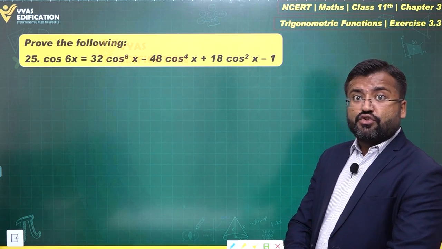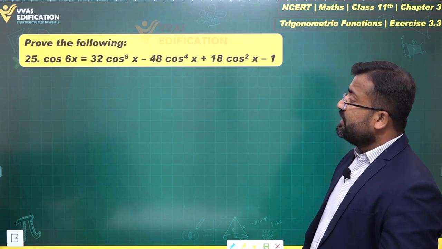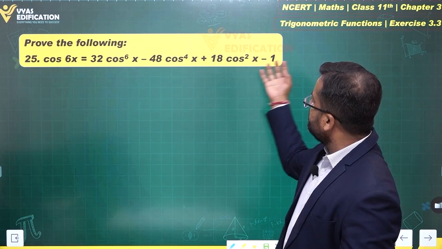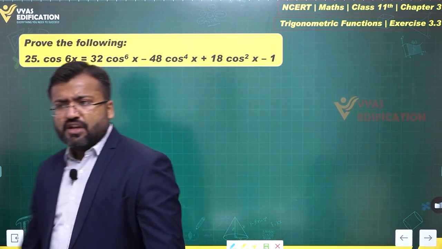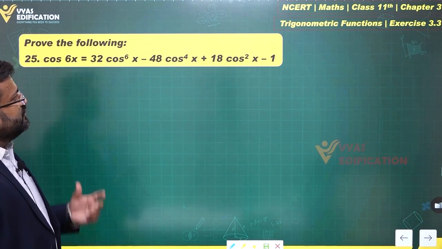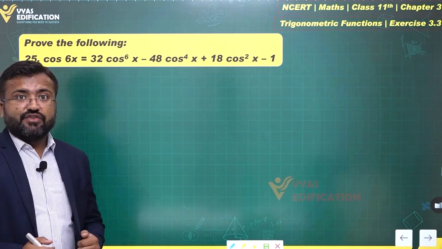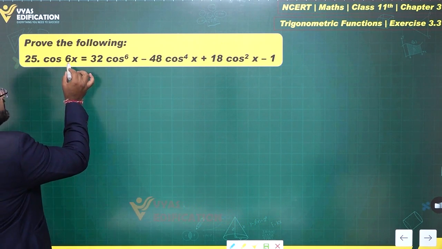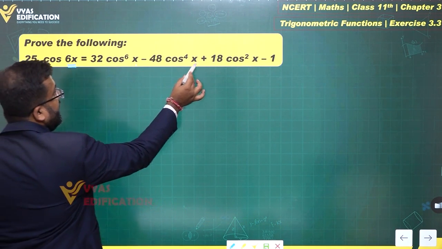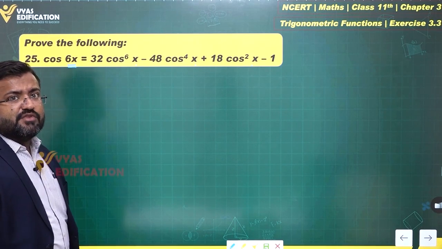Let's try to solve this question next. 25th says cos 6x equals this huge expression. How do we solve this cos 6x? So cos 6x can be solved using two identities used one by one. From cos 6x we have to reach x. We have to convert this in terms of cos x.